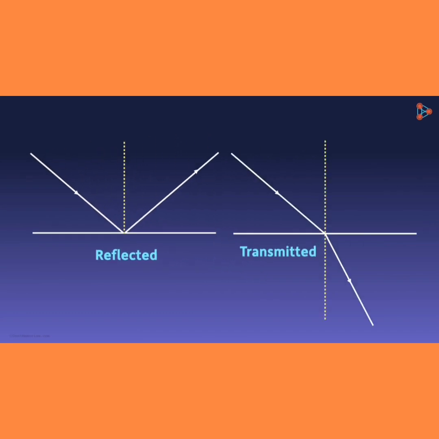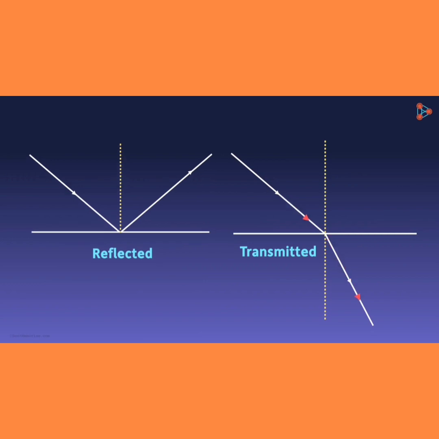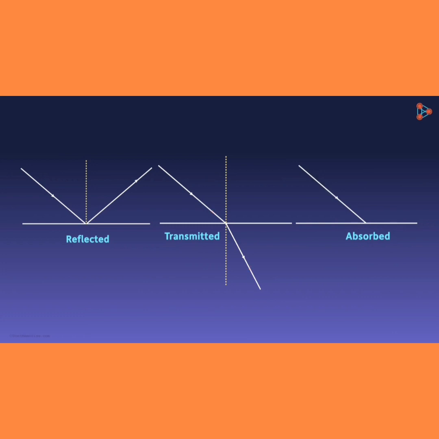What can happen when a beam of light is incident on the surface of any object? When a light beam is incident on the surface of any object, a part of the light can be reflected by the object, a part of the light can be transmitted, that is, it may pass through the object and get out from the other side, and a part of the light can also be absorbed by the object. The amount of light reflected, absorbed or transmitted depends on the material that the object is made up of.